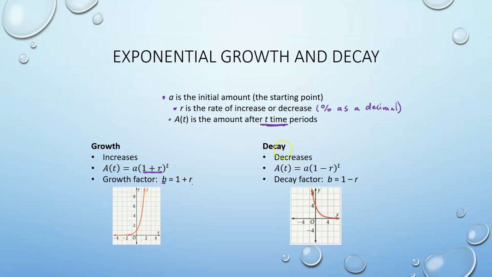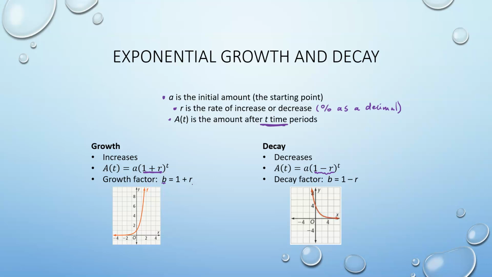Okay, if it's a decay situation, so if whatever you're talking about is going down, the only thing that changes is you have to do 1 minus r inside. So your b value is always 1 minus the rate. A common mistake would be, again, just to put the r in as the percent, but that would tell you how much you get off versus how much it's actually worth. So there's a slight difference between the two.